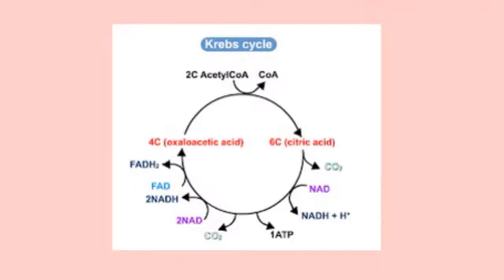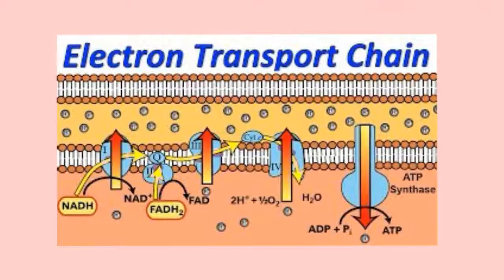The last step in cellular respiration is the electron transport chain. The electron transport chain takes place in the inner membrane of the mitochondria. In the transport chain, ADP is fixed to the phosphate. Also, oxygen is fixed to a hydrogen to make H2O, water.